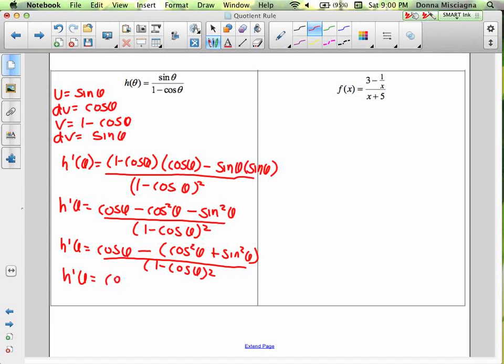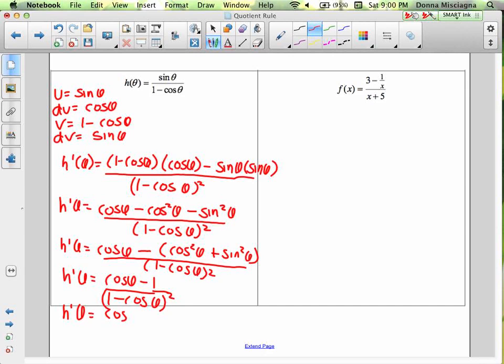cosine theta minus 1 divided by 1 minus cosine theta squared. That looks better. And that is it because the signs are wrong in the denominator. Even if we, oh, wait. If we pull the negative out, never mind. I speak too quickly. All right, one last step here.